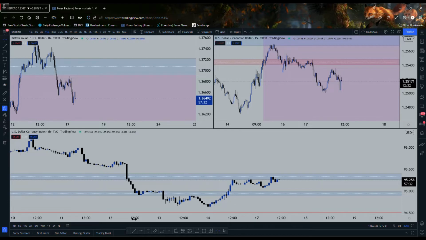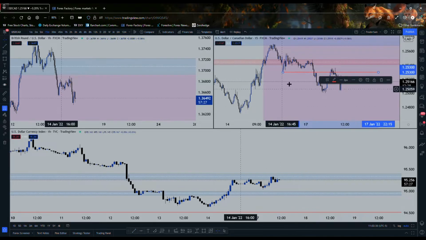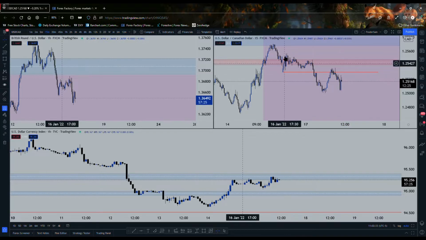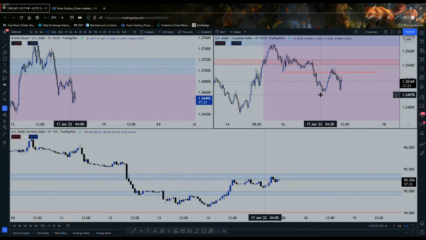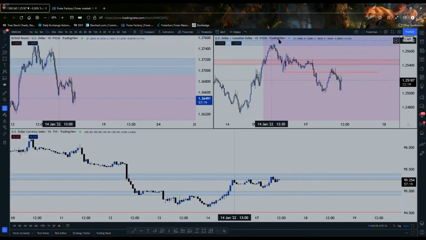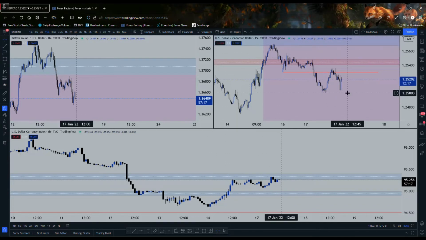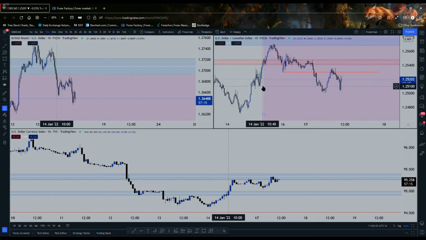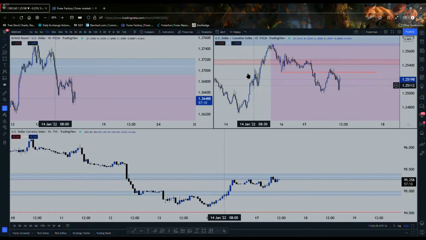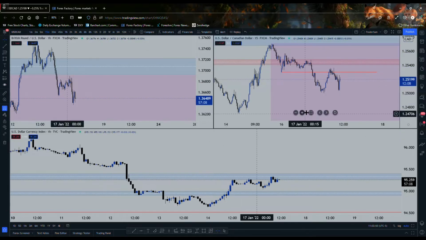Opening price of the week is right here. Price opened, hung around, fell, came back up, fell again. Overall market maker sell model. Let's see. Getting into a higher time frame range.